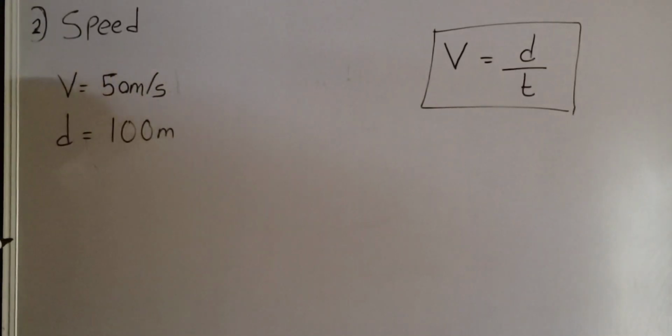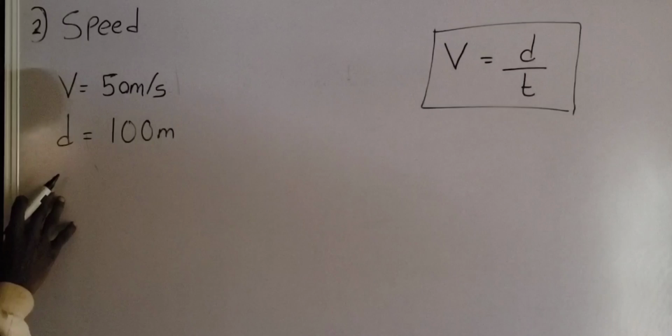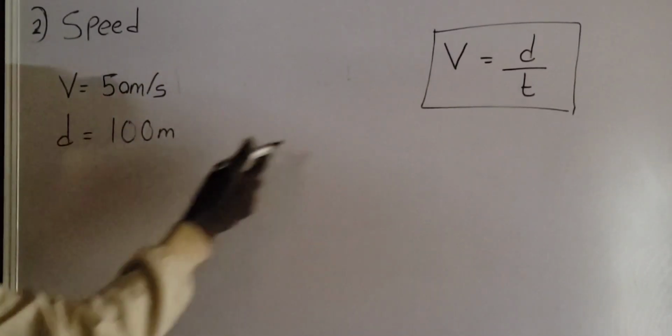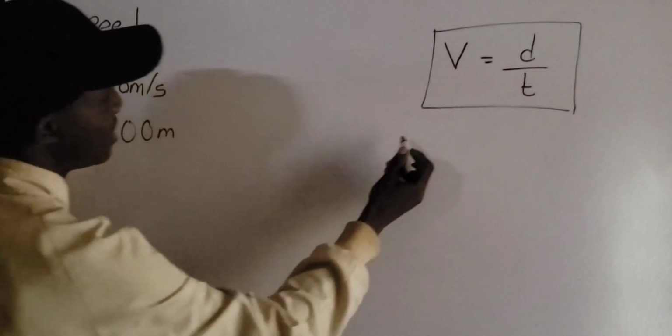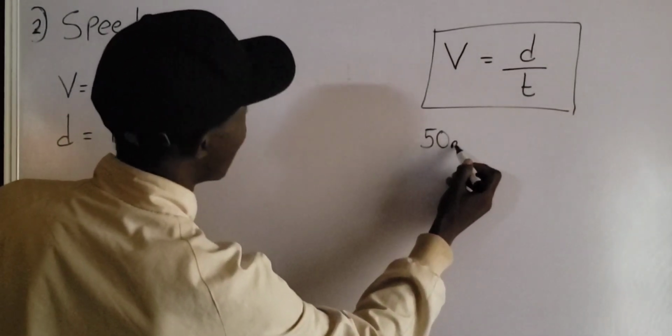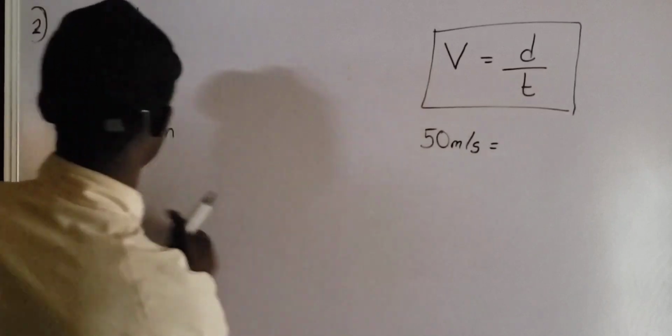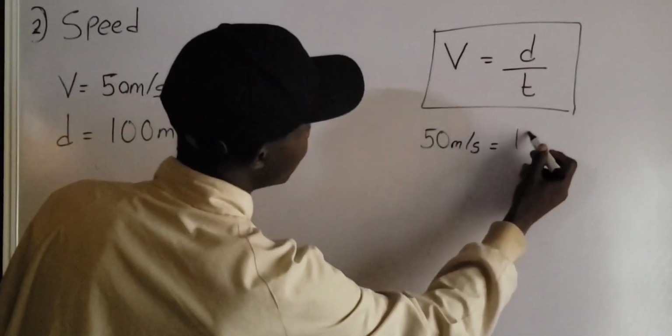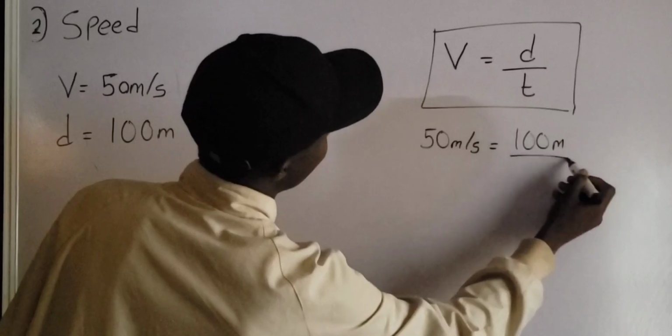Now, from this, we are given the speed and the distance. That means that we are told to calculate the time. Are you getting it? So, in order to calculate the time, we are going to use this formula. V is equal to what? Distance over time. So the speed has been given as what? 50 meters per second is equal to the distance. The distance has been given as 100 meters. So equals 100 meters all over time.